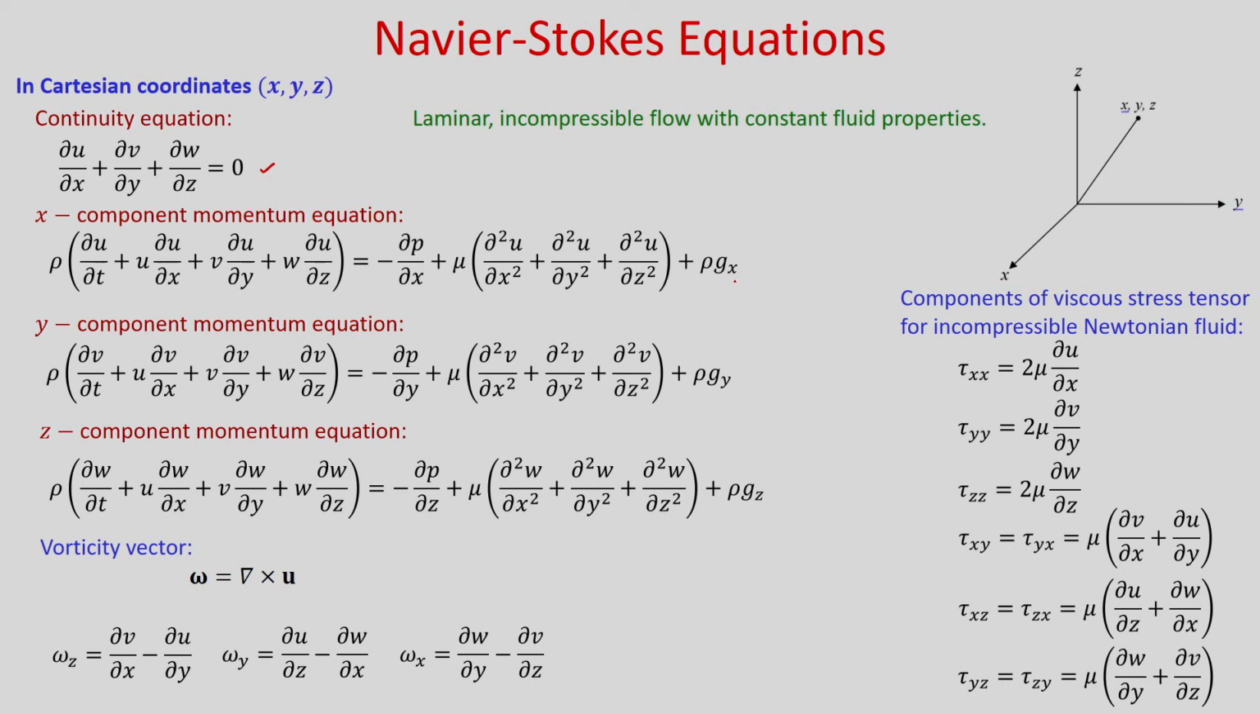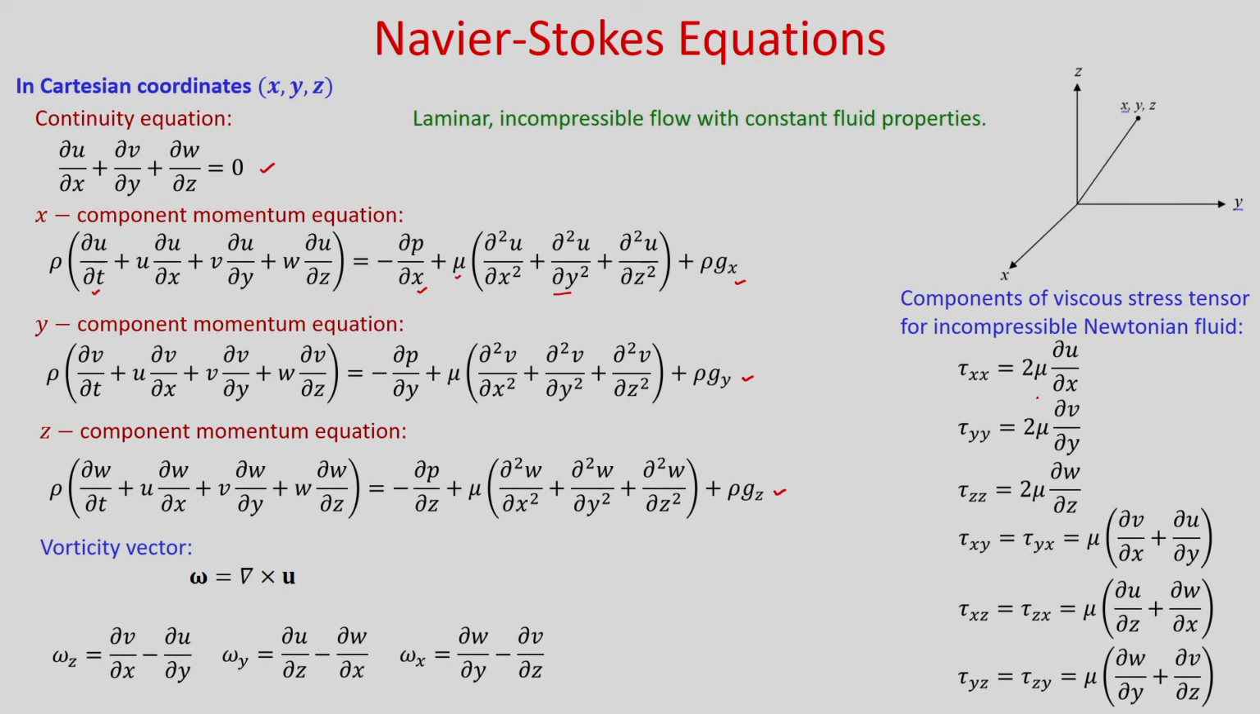So, this is the continuity equation for laminar incompressible flow with constant fluid properties. This is the x momentum equation, this is the temporal term, rho is the density of the fluid, and you can see this is the convective term which is non-linear. This is the pressure gradient term, mu is the viscosity of the fluid, and this is the viscous term, and this is the gravity term, and this is known as the body force term. So, similarly we derived the y component and z component of the momentum equation. You can see these equations are coupled and non-linear.